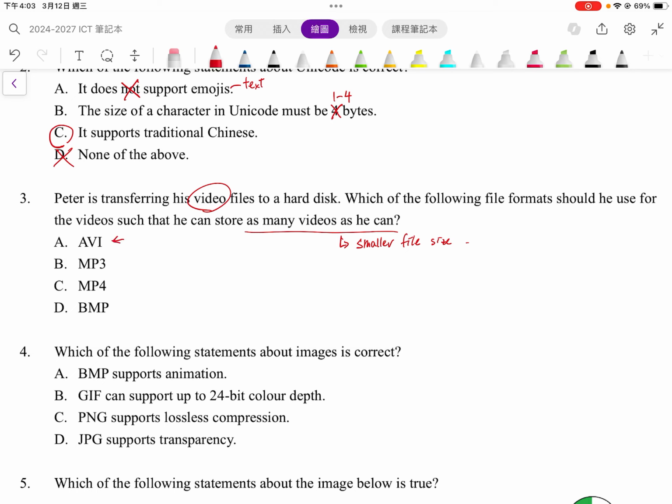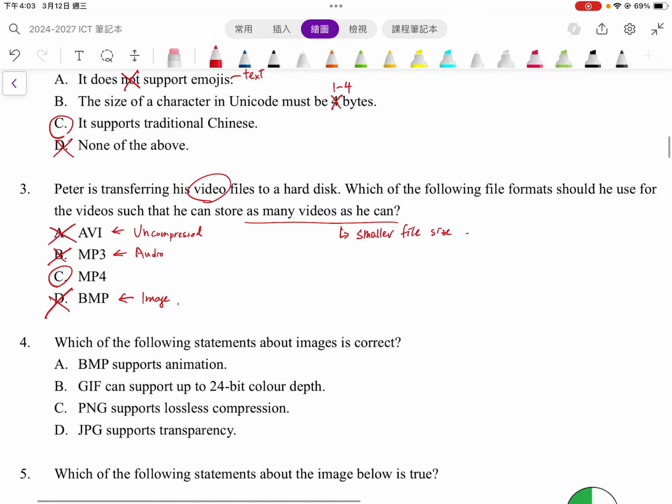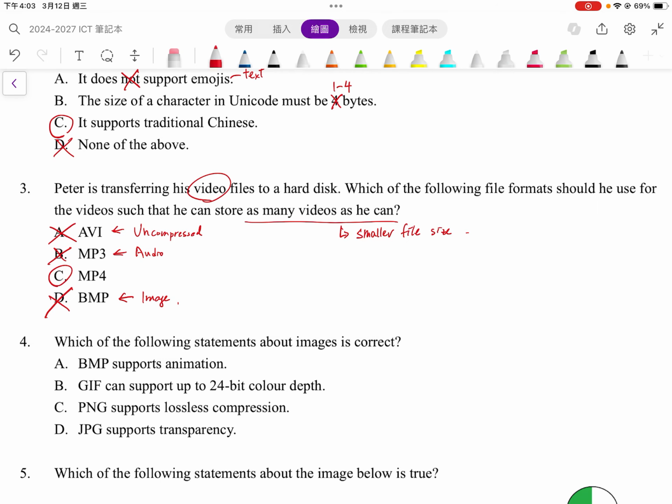So first, A, AVI, this is an uncompressed file format, so it will be very big, no. And then B, MP3 is an audio file, so we are talking about video, so it is wrong. So the answer should be C. And finally, BMP is an image file format, so we do not have BMP in this question.